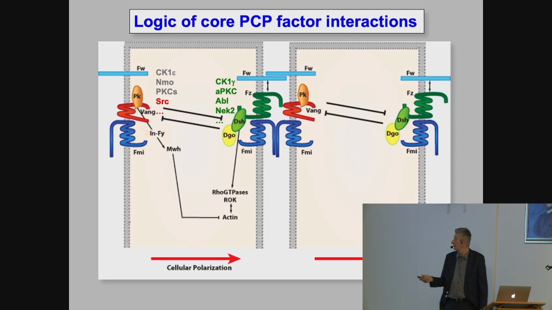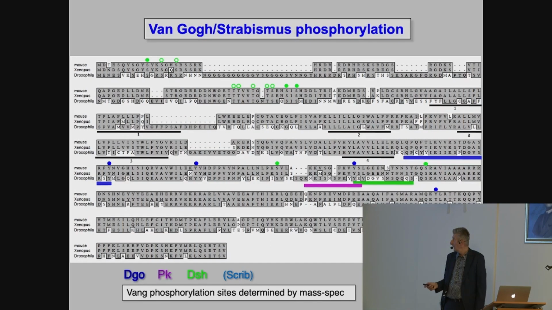and other proteins. So we were looking at a set of kinases. On the side of Frizzled and Dishevelled, we have CK1s, aPKC, Abl tyrosine kinase, and NEK2 that phosphorylate either Frizzled or Dishevelled and help stabilize or destabilize the complex. Similarly, on the Van Gogh and Prickle side, we have another CK1 isoform, we have NEMO, other PKCs. And I'll tell you briefly about one of the kinases here that we haven't published yet that is involved here, that's Src. And they, again, stabilize or destabilize these complexes depending on whether they're positive or negative regulators.